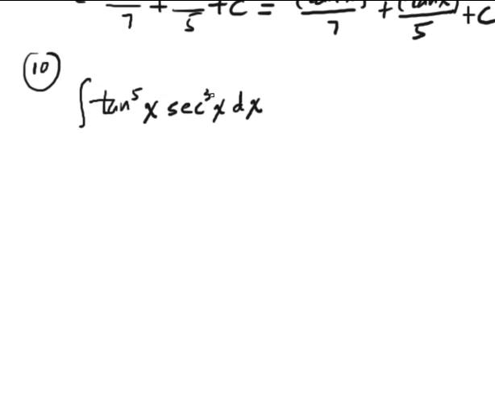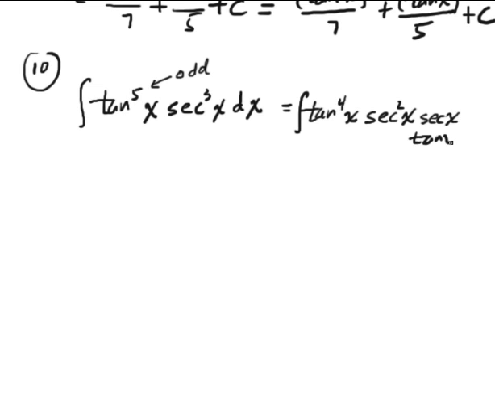Here's another trig integral, and this time the exponent of secant is not even, but the exponent of tangent is odd. So in that case, we can pull off a secant tan and put it next to the dx. Secant tan is the derivative of secant. So we're pulling off one tangent, that brings it down to tan fourth x, one secant, that brings it down to secant squared x, and then we have secant x tangent x dx.